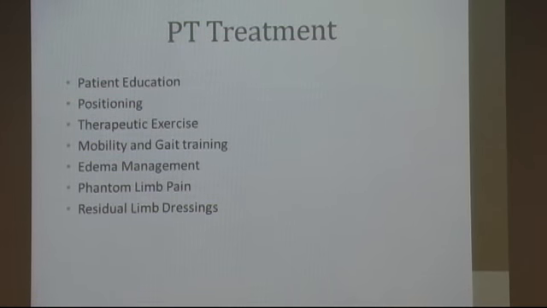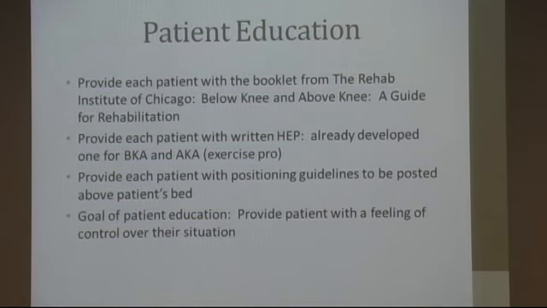So we'll go through each of these sections separately that you can see up here and talk about each one. And the first one is patient education. So a few things that we are proposing to do differently, and we're providing 3 Southwest and 5 East with all of this information in the file drawers so that it can be easily accessible by us, is to provide each patient with the booklet from the Rehab Institute of Chicago for below knee and above knee. They're excellent books, very informative, and have some great information for the patients.